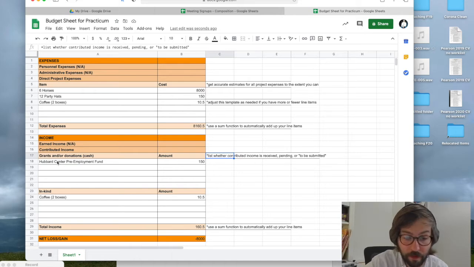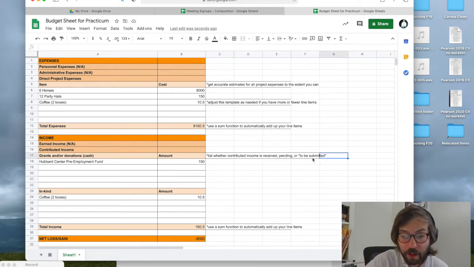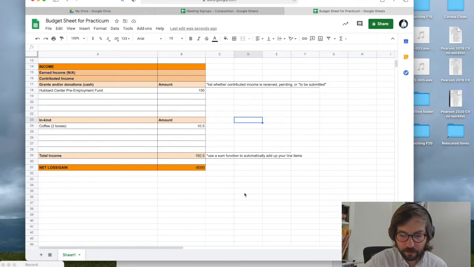Another thing here is, for each of these income line items, you can list whether that is received, whether you've actually got the check in your hand, whether it's pending, say you've applied for money from some agency, you're going to get it, or to be submitted, which is that you're going to say apply for a grant, but haven't yet. All right.